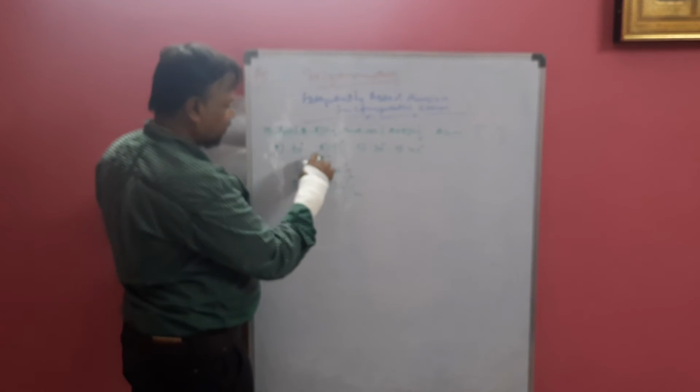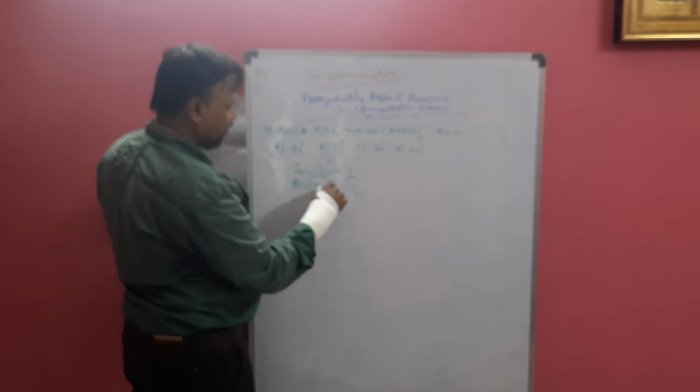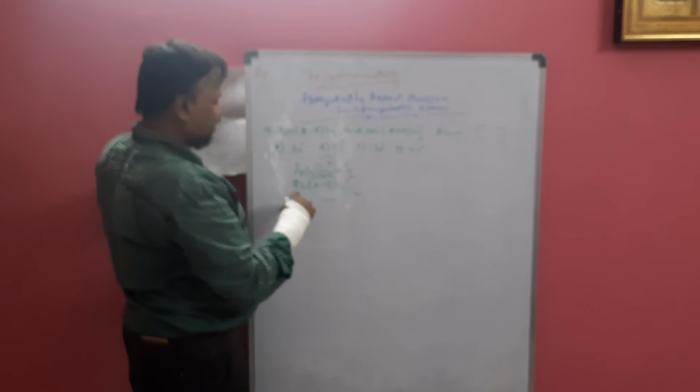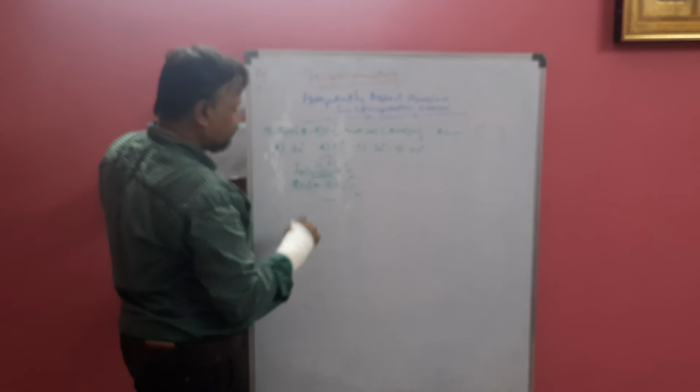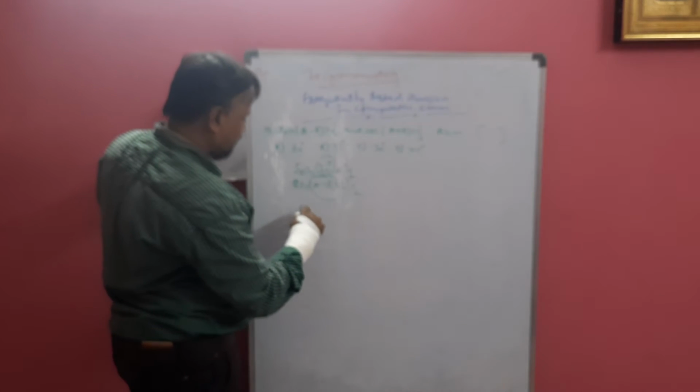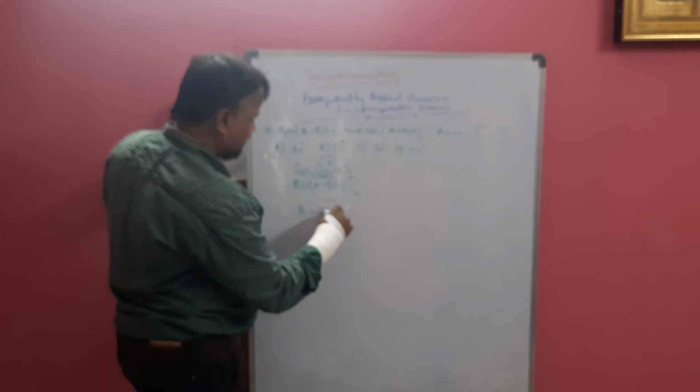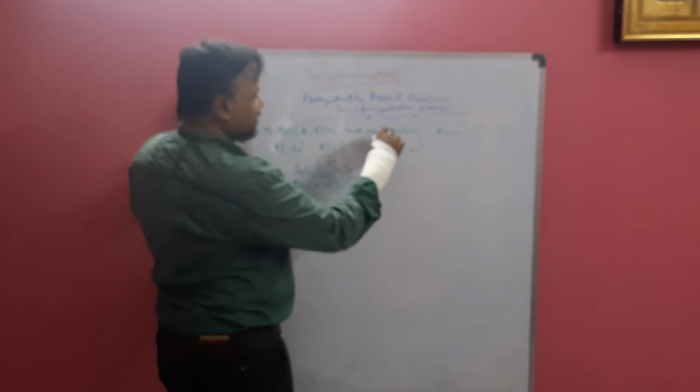30 degrees. So these two values are the same. Why? Because sin half, sin half. So this value should be the same. That means we will get A minus B equal to 30 degrees.